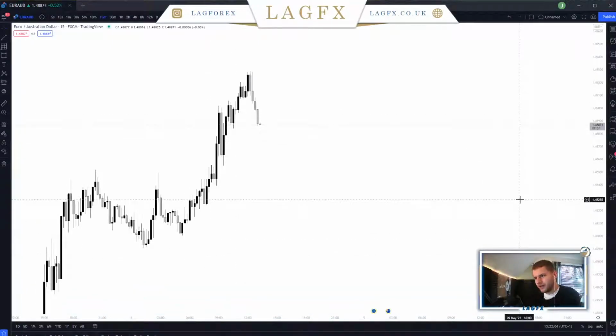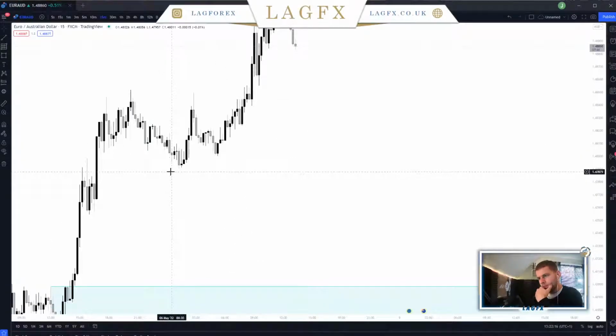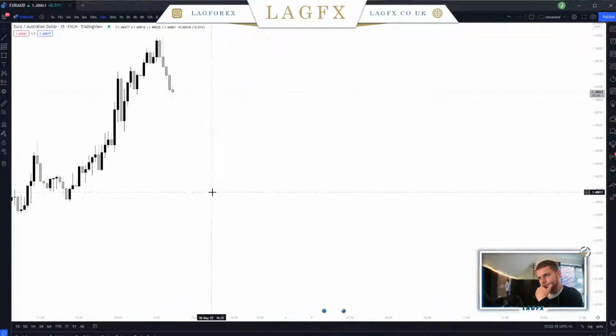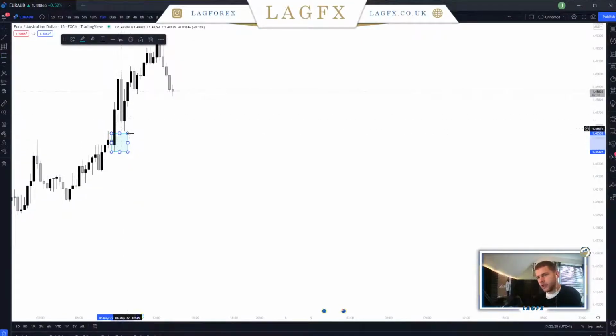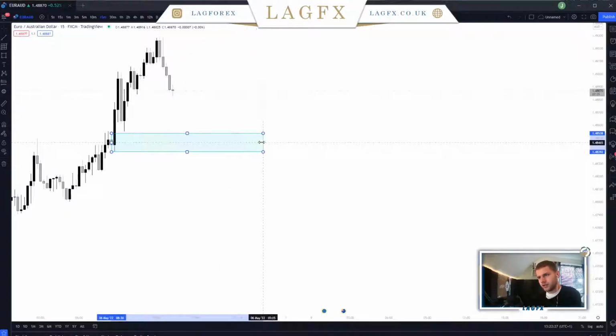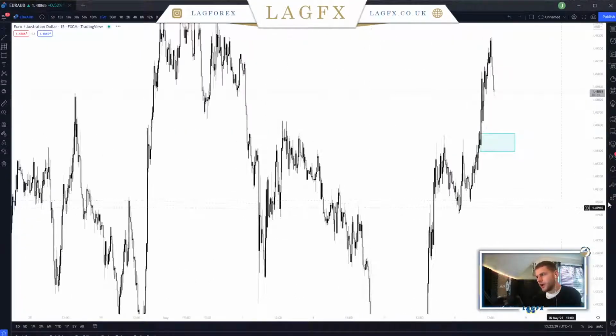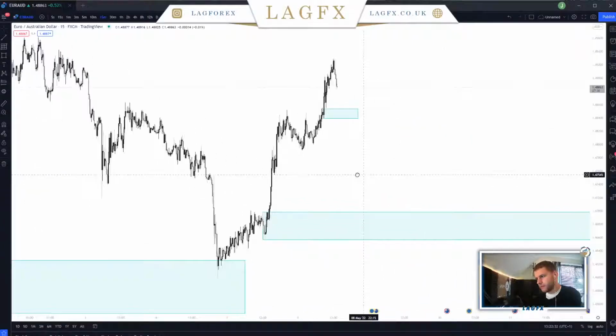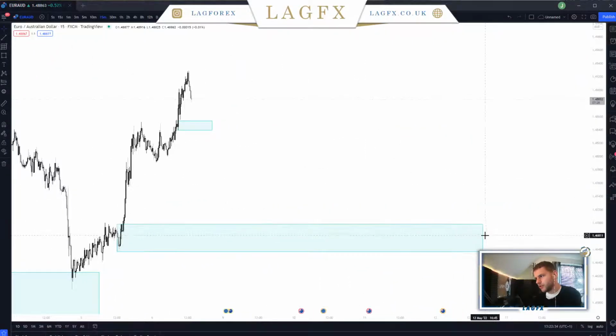There's no clear region to me. I think that wick does actually come to tap into here, which potentially mitigates the zone. However, there is an unrefined position here, a refined position here that price potentially hasn't fully tapped into. So to me, I believe those are the two likely zones that we could look to buy to.